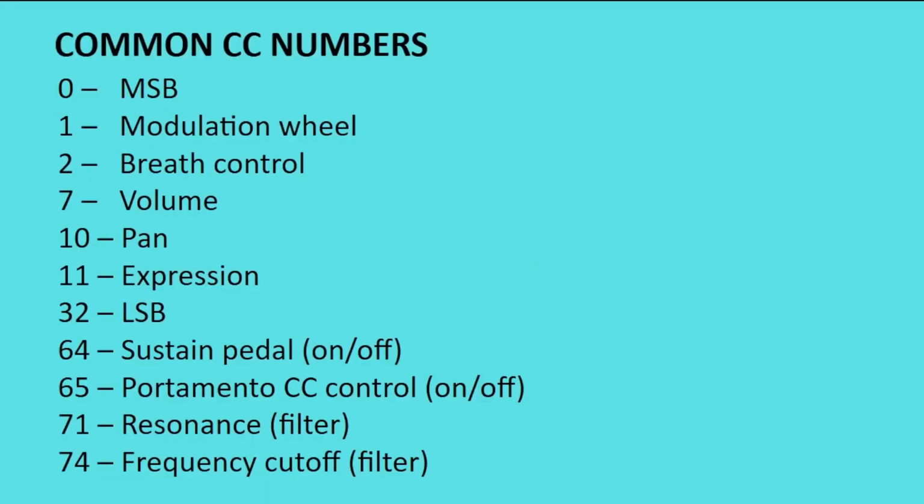Here's a list of the most common CC numbers, covering things like the mod wheel, volume, sustain, cutoff, etc. Also, if you've seen my video on MIDI program changes, if not, I'll leave a link down below, you'll know that the CC numbers for MSB and LSB are always 0 and 32. All of this is a good place to start, but it's important to consult the manuals for specific gear, as some, in fact many of them, differ from this universal standard.